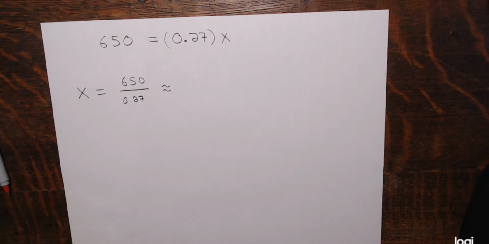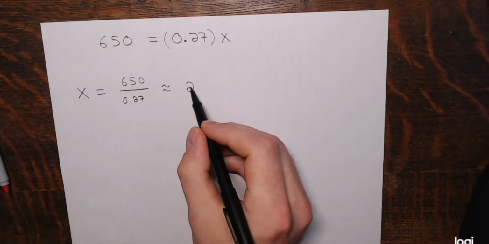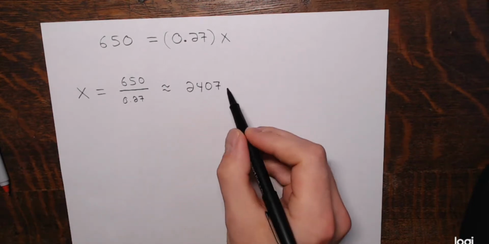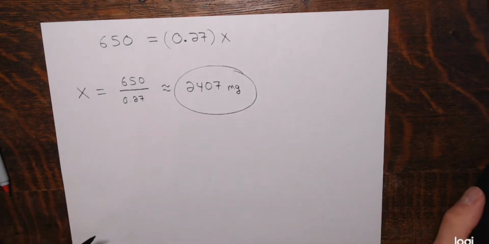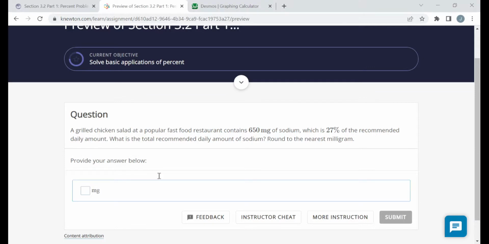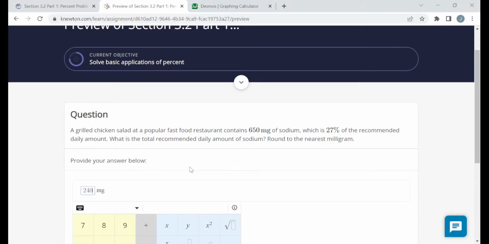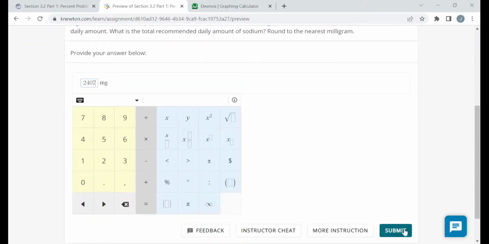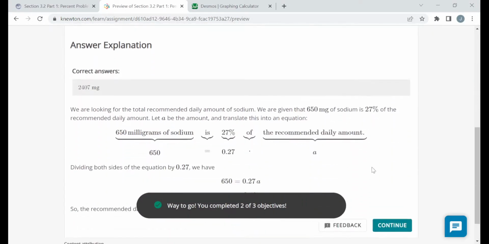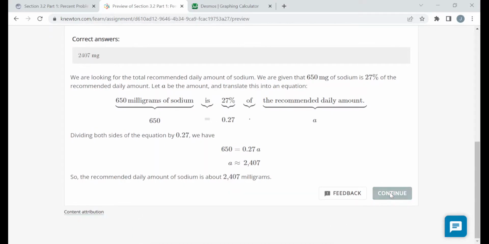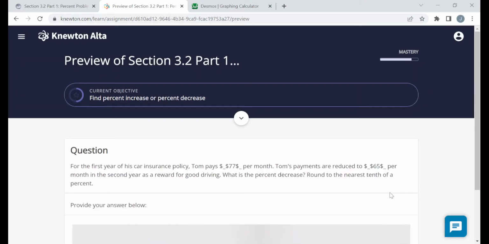650 divided by 0.27 is 2,407.4. So that would round down to 2,407, the nearest whole number. So about 2,407 milligrams. This is the recommended daily amount of sodium, and that's what I'll be entering in the assignment here, 2,407. Great. All right, then we should be having just a couple more of those percent increase, percent decrease problems.